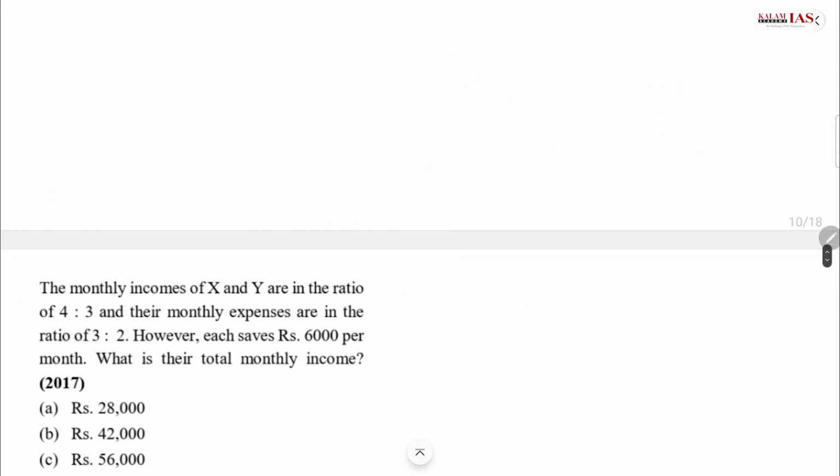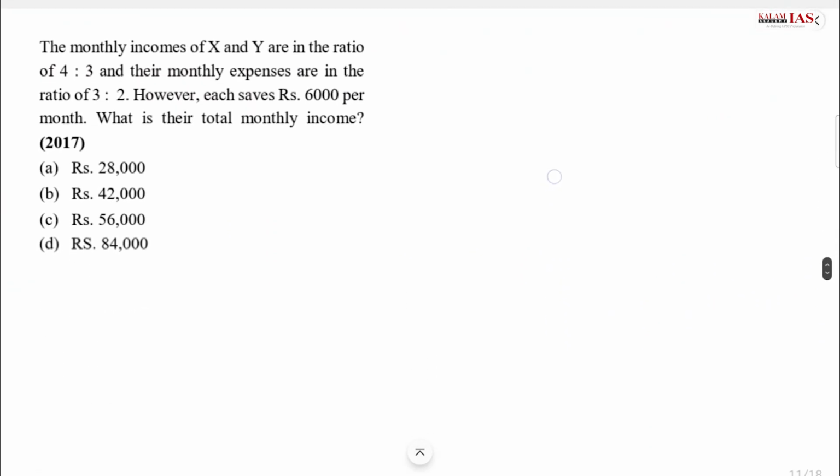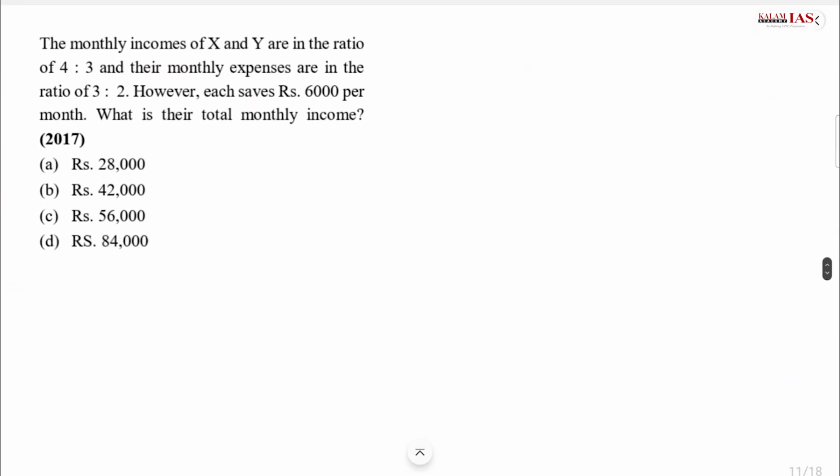Moving on to the next question. Again you have 1 minute. It's again a very simple question which includes comparison of monthly incomes of two people, X and Y. They have monthly income and monthly expenses. We have to find their total monthly income using the details given in the question. First attempt the question and then we will solve it.